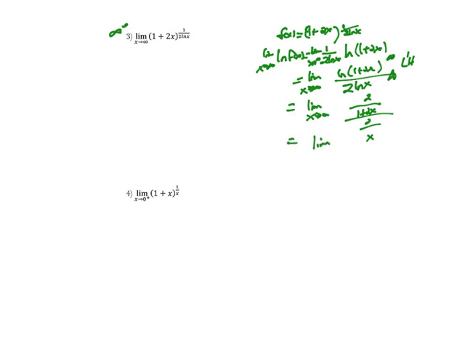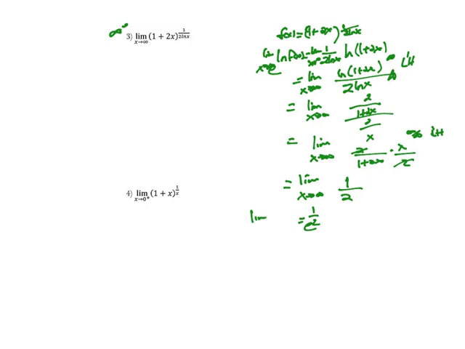So if I flip and multiply, I get 2 over 1 plus 2x times x over 2. The 2's cancel. I still have infinity over infinity, so I can do L'Hopital's rule again. So that'd be the limit as x approaches infinity of 1 over 2, which is indeed 1/2. So now when I e both sides, I get the limit as x approaches infinity of f of x equals e to the 1/2, which of course would mean the square root of e, which would be my answer up here.